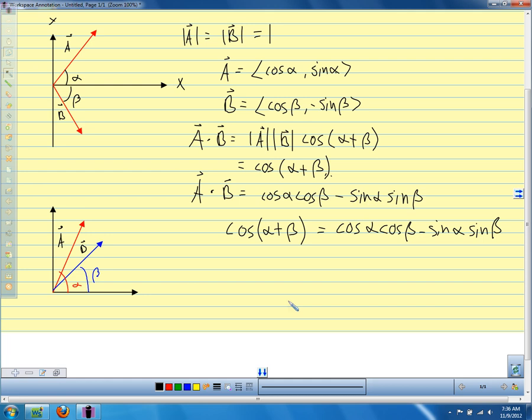So the first time I saw this, I thought it was a really cool, nice little thing. And all this relies on is the law of cosines. The law of cosines is what tells us this that we came up with yesterday. So this proof only relies on the law of cosines. Pretty nifty, huh?